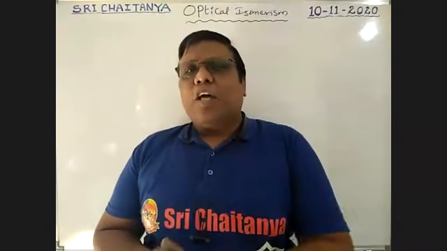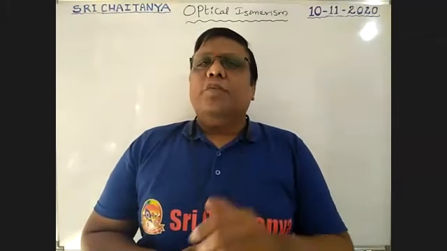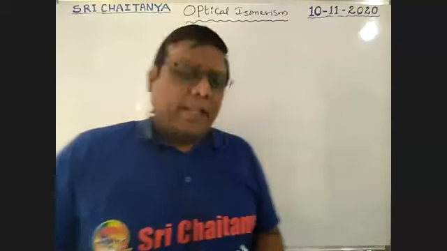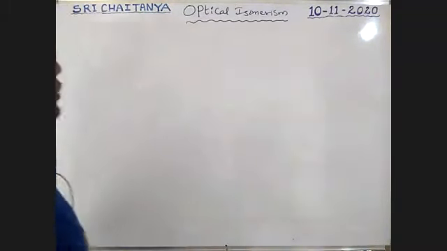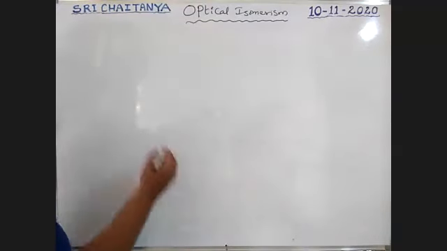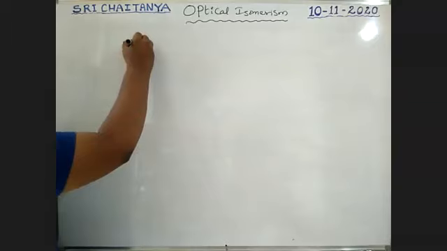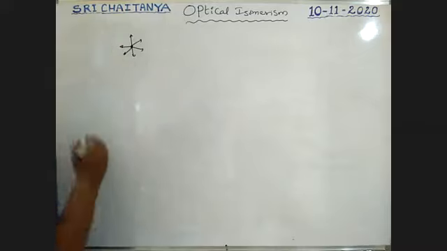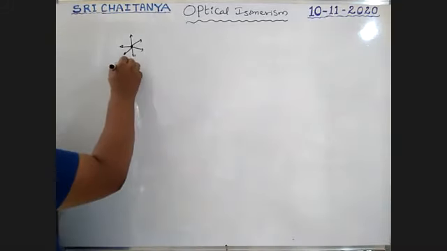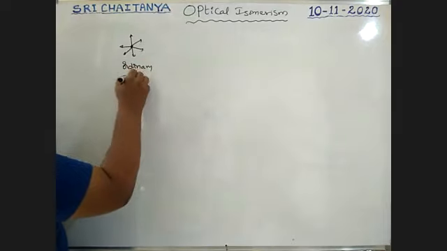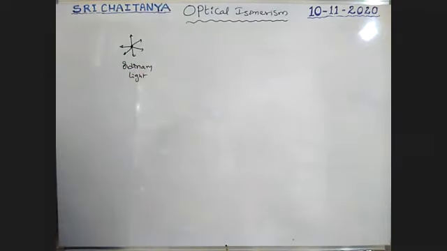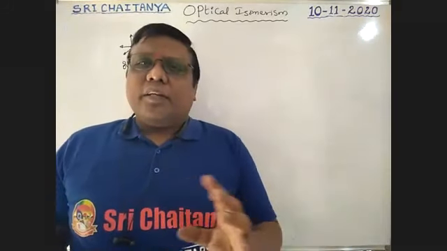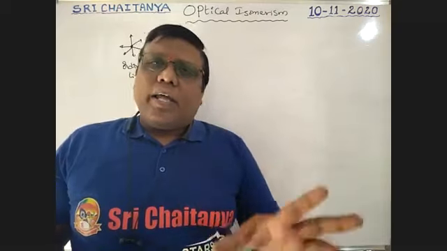Before going to optical isomerism, we must know about optical activity. See here, boys. This is ordinary light. This is the source of light. From this source of light, vibrations are available in every direction, boys. This is ordinary light. So in all directions vibrations are there, that is, electromagnetic radiation is available in all directions.